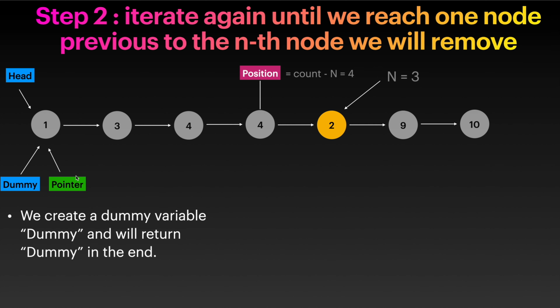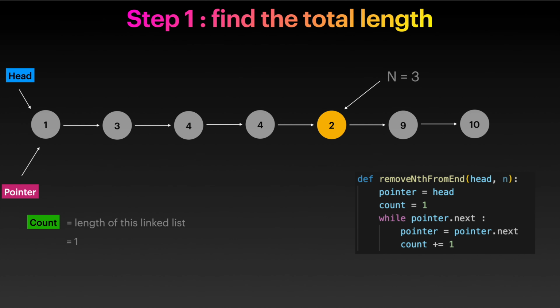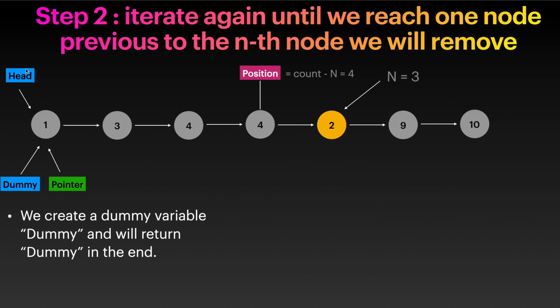The pointer is the same as this one, pointing to head, so pointer equals head, and then we move the pointer until we are at this position. That position is just count minus n, where count is the total length of this linked list and n is the given input. In this case, n was 3 and count is 7, so our position is 4. When we are at this node, we will connect this one with this one.